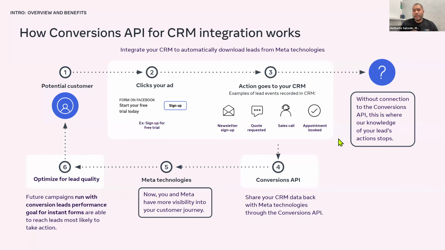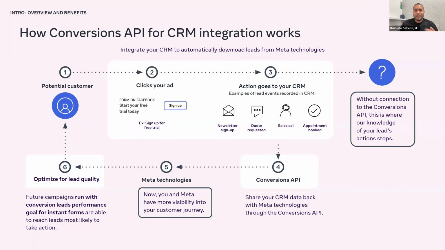Without that Conversions API for CRM connection, we've lost all visibility into what happened to that customer or that potential customer. Did that person go all the way through your sales funnel and convert? Did they get stuck? Was it a bad lead? All of those. So when you're optimizing for your next campaign, we've lost all visibility into that.